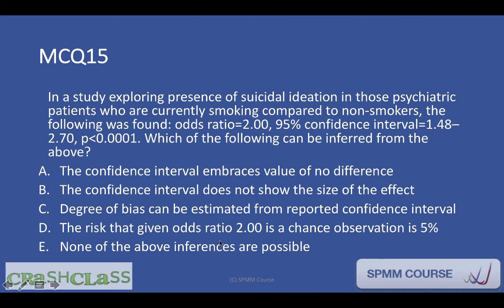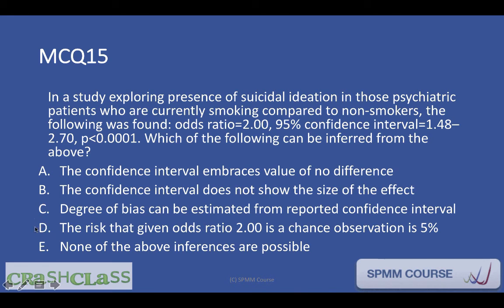D, the risk that given odds ratio 2 is a chance observation is 5%. So the risk that given odds ratio 2 is a chance observation is given by the p-value. How much is the p-value? It's less than 0.0001 in this case. So it is less than 1 in 10,000. It's not 5%. It's less than 1 in 10,000.